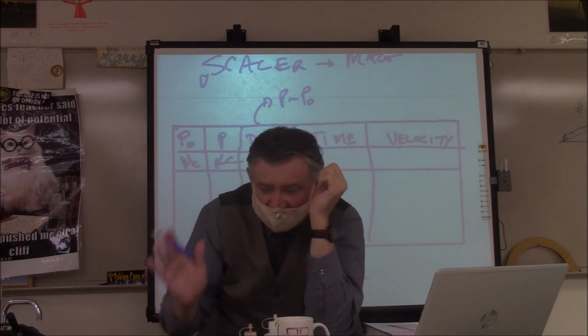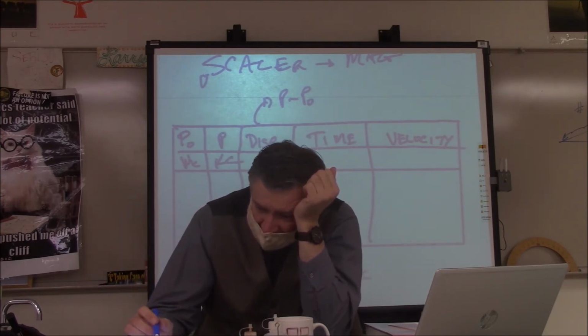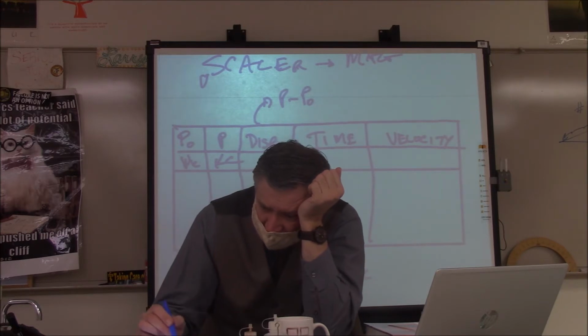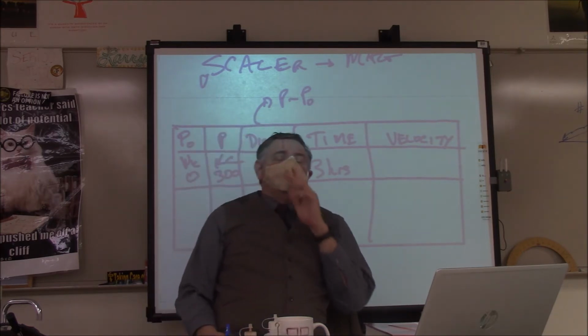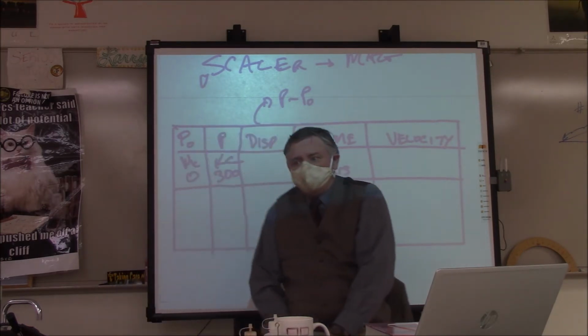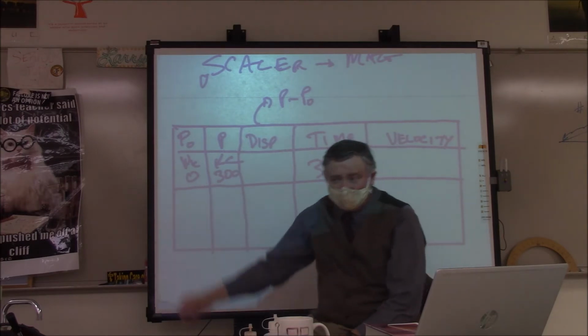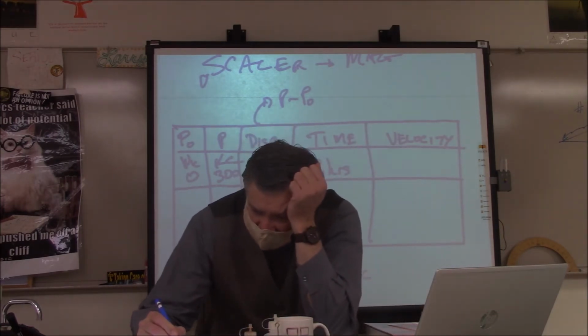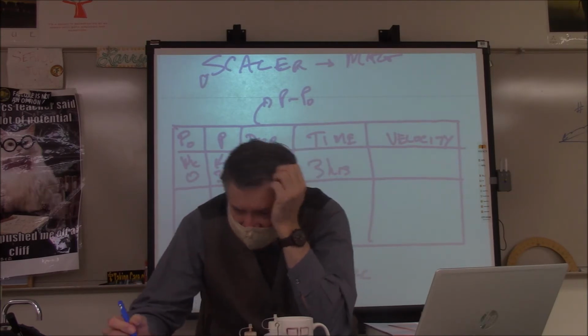Because we're going from Wichita to Kansas City, that's going to be our trip. So my initial position is 0, my final position is 300. Let's say that took 3 hours. So, Brooke, what's my displacement? Positive 300 or negative 300? Positive. Yeah, because I'm just going to go 300 minus 0. So that's going to be 300, and that took 3 hours.